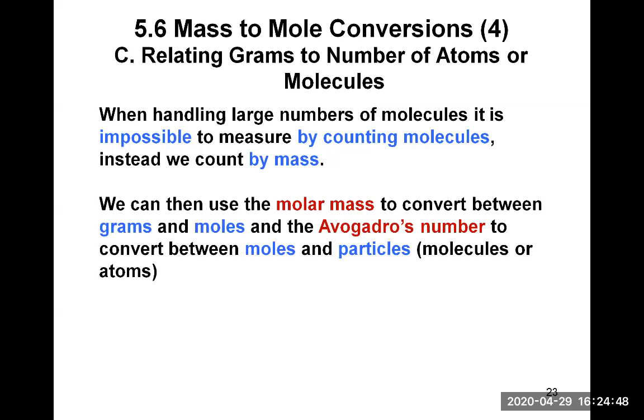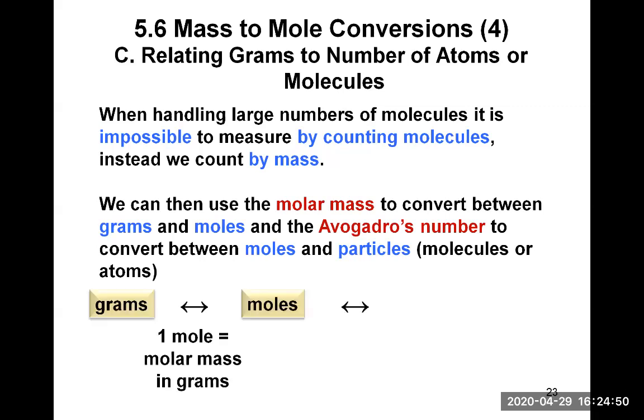So let's look at this in shape of a roadmap. So let's say you're in a lab, you know the grams of your substance, and you want to find out how many molecules you have. So from the grams, you can get the number of moles using the molar mass of your substance. Of course, you need to know the formula of your substance.